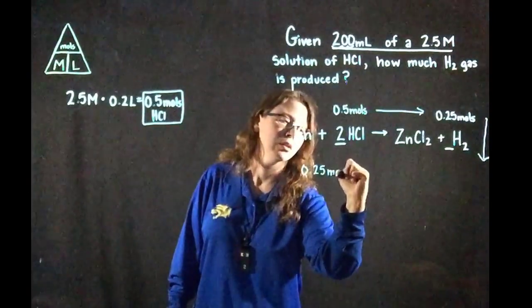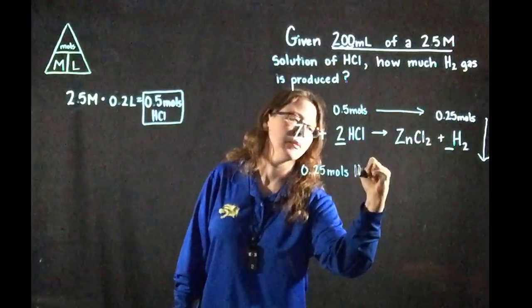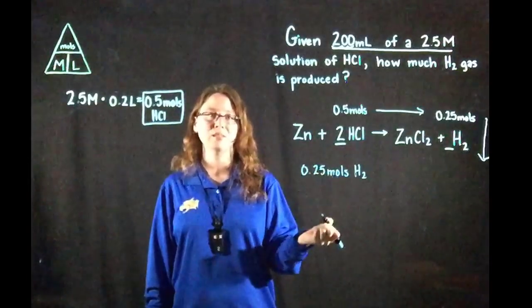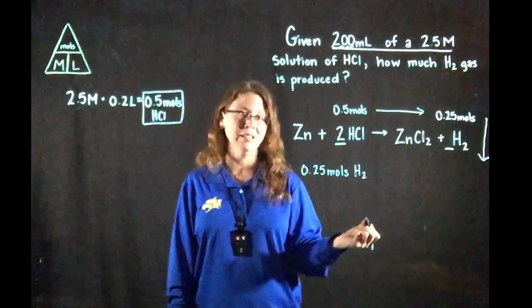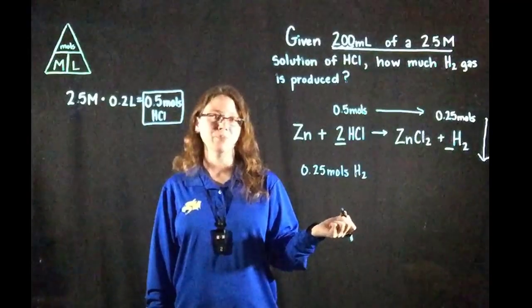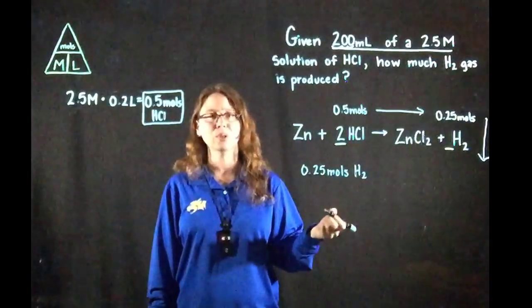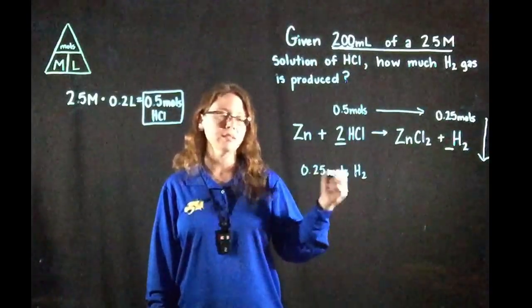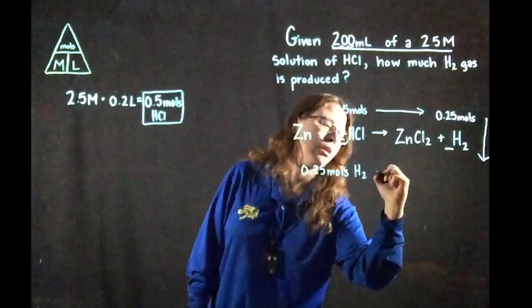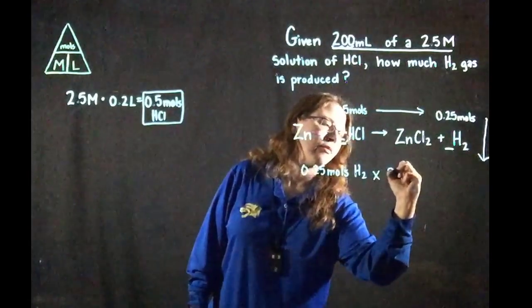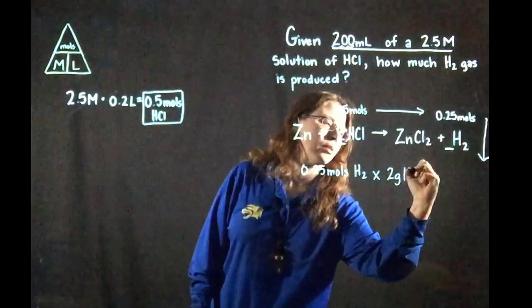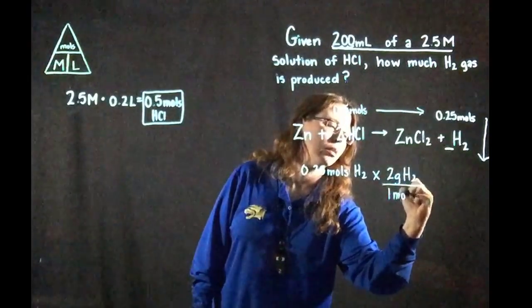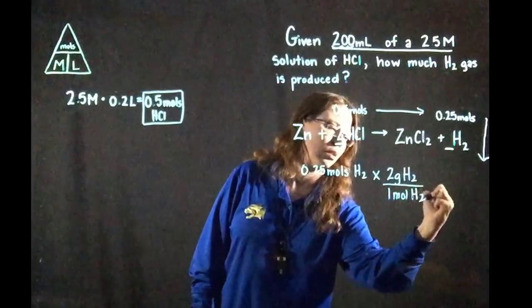Now to go down to grams of hydrogen gas, I would take 0.25 moles of hydrogen, and I would multiply that times the molar mass of hydrogen. Hydrogen is an easy one, so if you look that up on the periodic table, you get 1.008. We have 2 of them. Just to make it easy, I'm going to say 1 times 2, which is 2. So I'm going to say I've got 2 grams of H2 in 1 mole of H2.